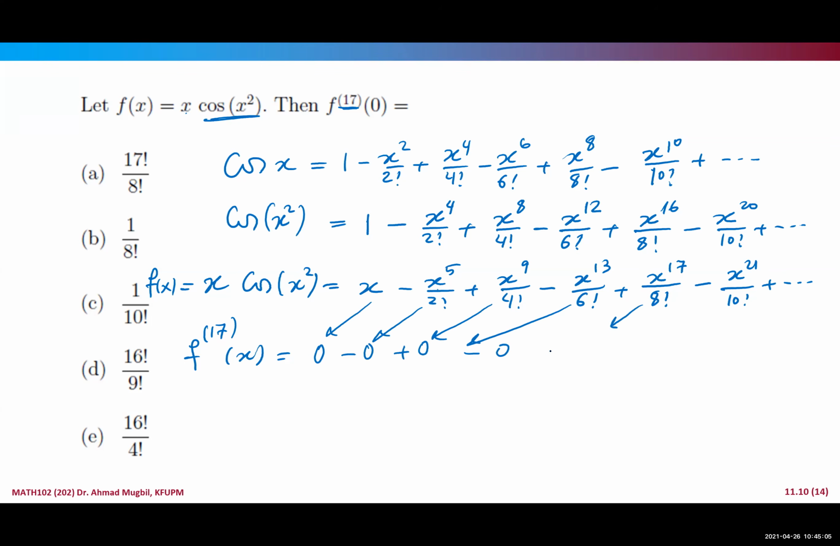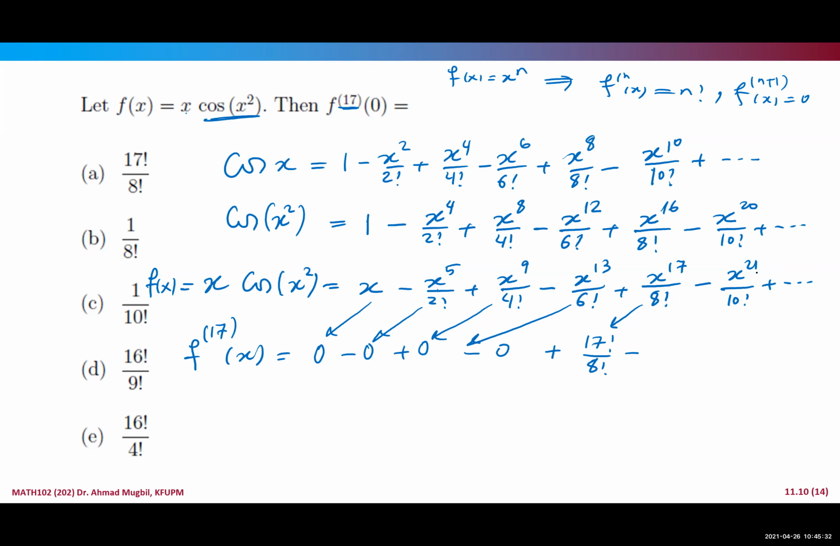This will be what? This will be 17 factorial. I just told you before, Shabab, when you have f of x equals x to the power n, its nth derivative will be n factorial, and the derivative after the nth derivative will be 0. Okay, so this will be 17 over 8 factorial.